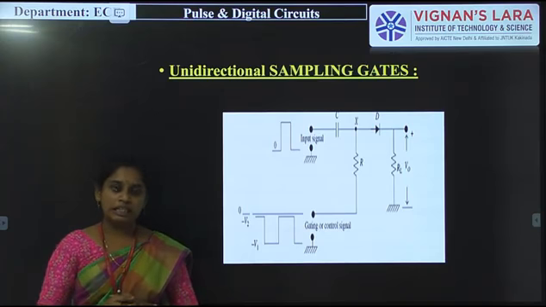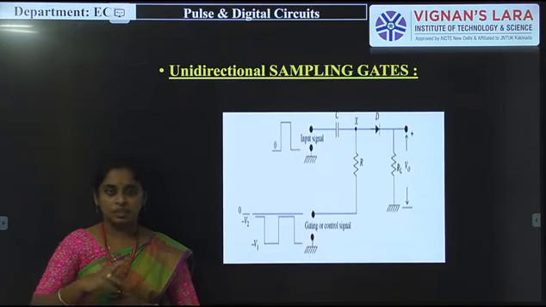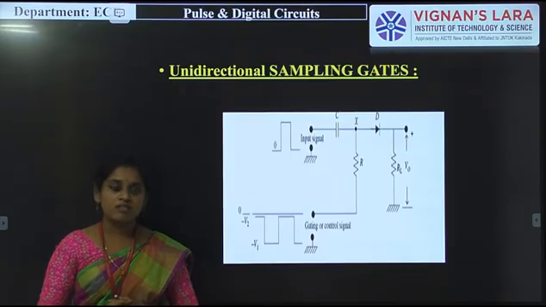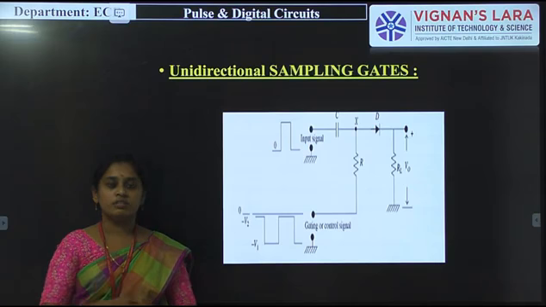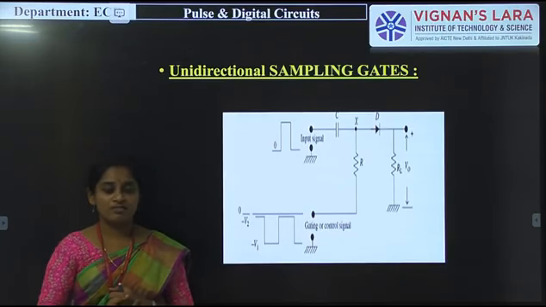The sampling gate can be classified in two ways: the unidirectional sampling gate and the bidirectional sampling gate. First of all, in the last session we discussed the unidirectional sampling gate, that is, the transistor based sampling gate.